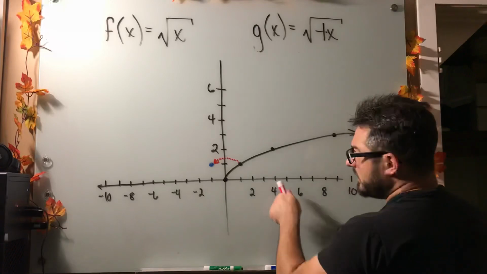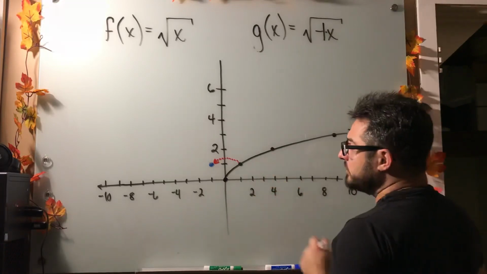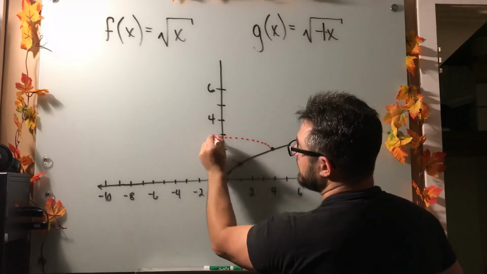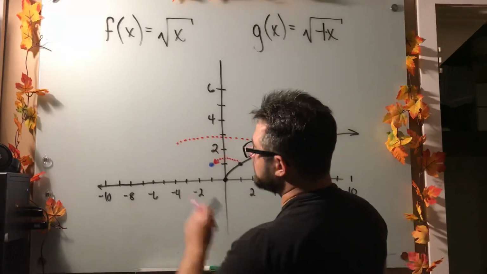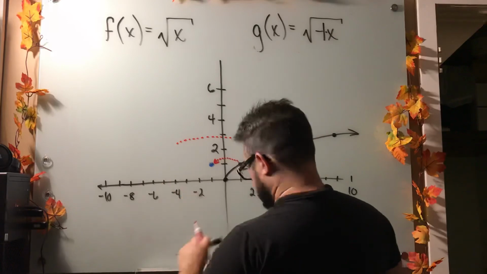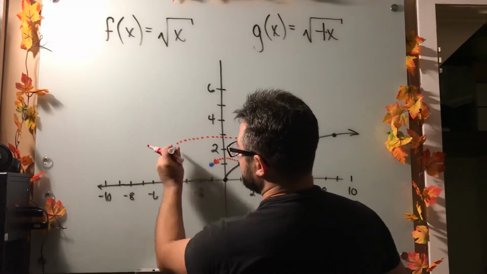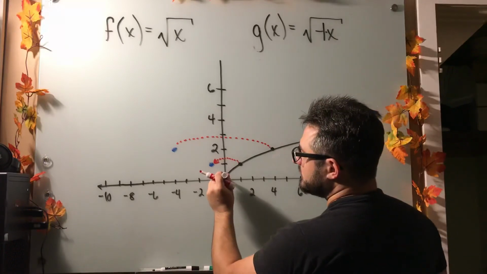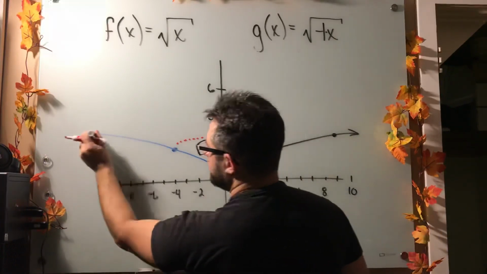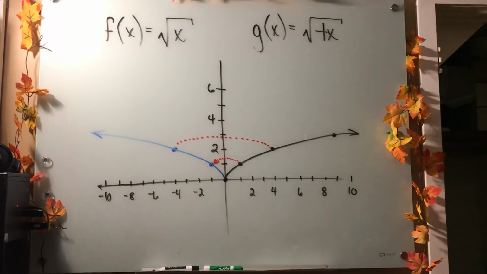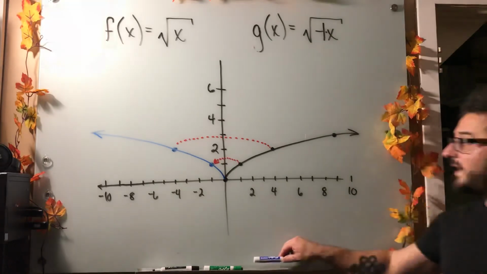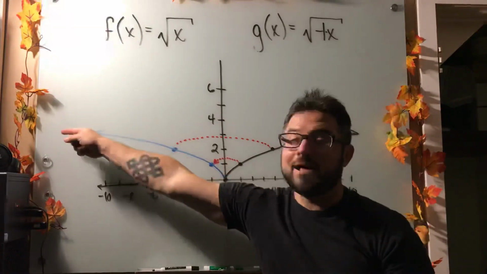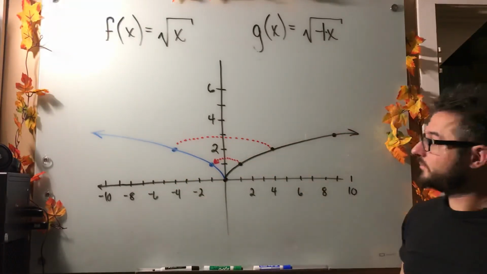So this point here, 4, 2, instead of 4 spaces to the right of the y-axis, should be 4 spaces to the left of the y-axis. And what we get is the same graph, but oriented to be leading out to the left instead of leading out to the right.